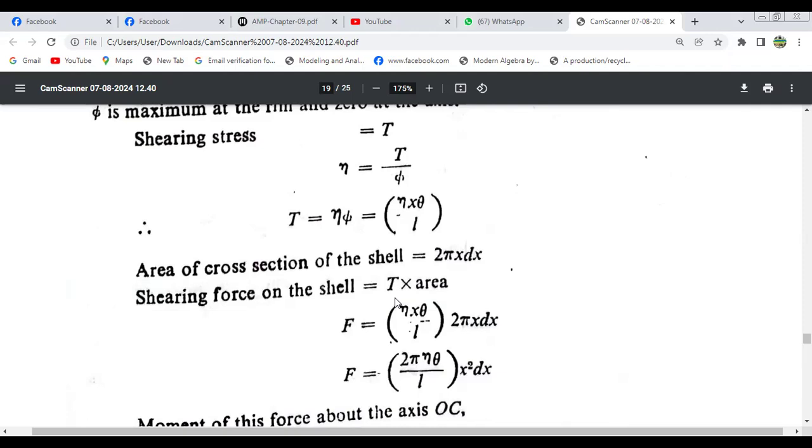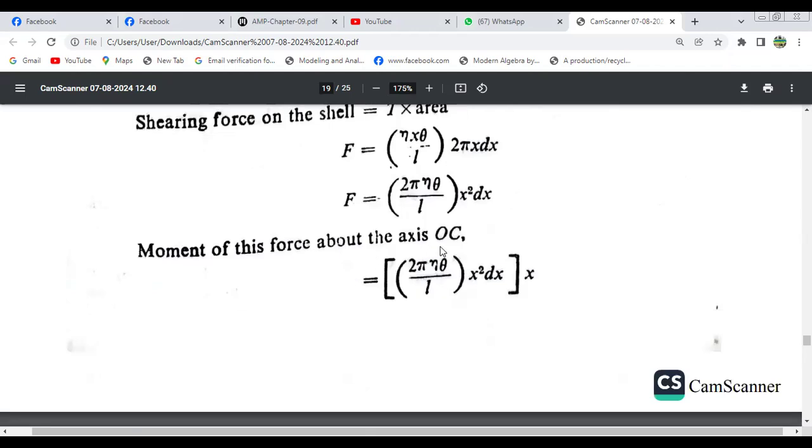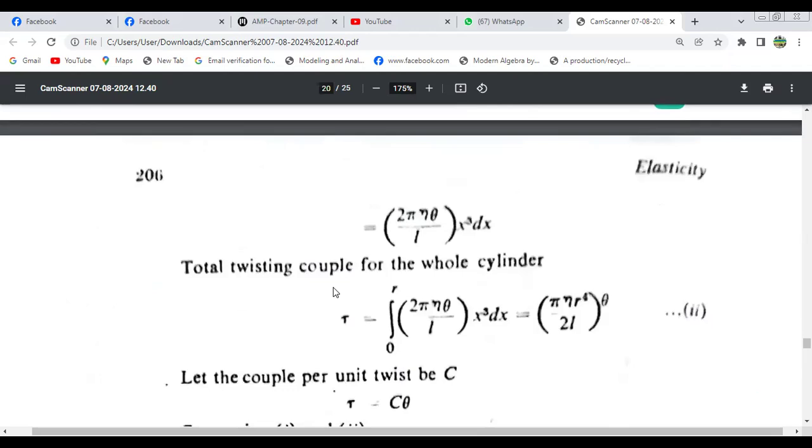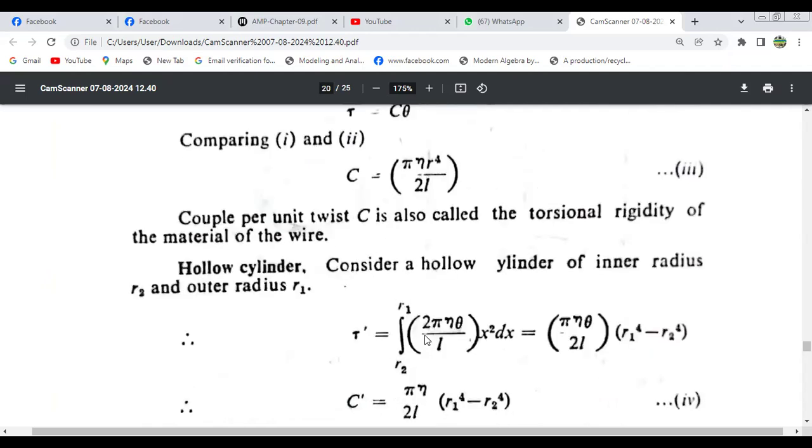So total shearing force F equals, just putting this equation, moments of this force about the axis OC will be this one. So total twisting couple for the whole cylinder will be this. Let the couple per unit twist be C. So tau equals C theta. Comparing 1 and 2, we get C equals this one. So the couple per unit twist C is also called the torsional rigidity of the material of the wire.